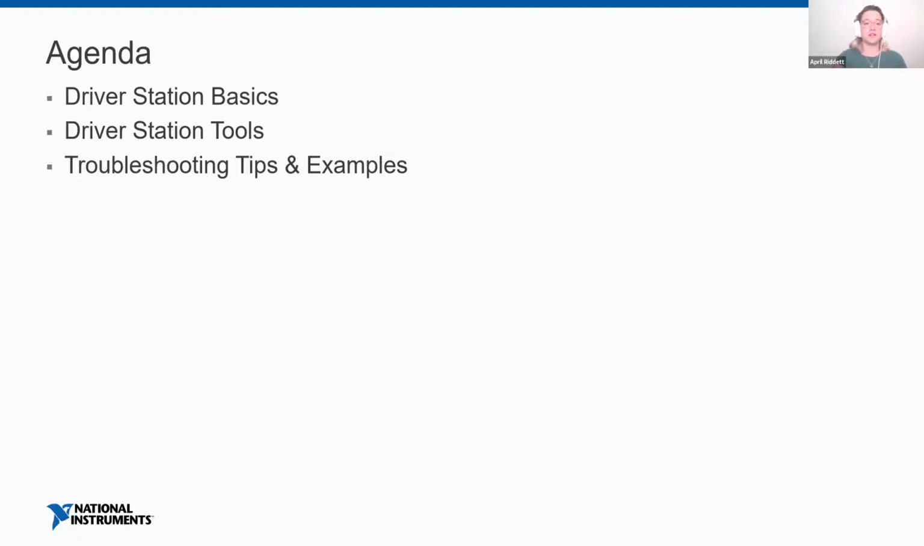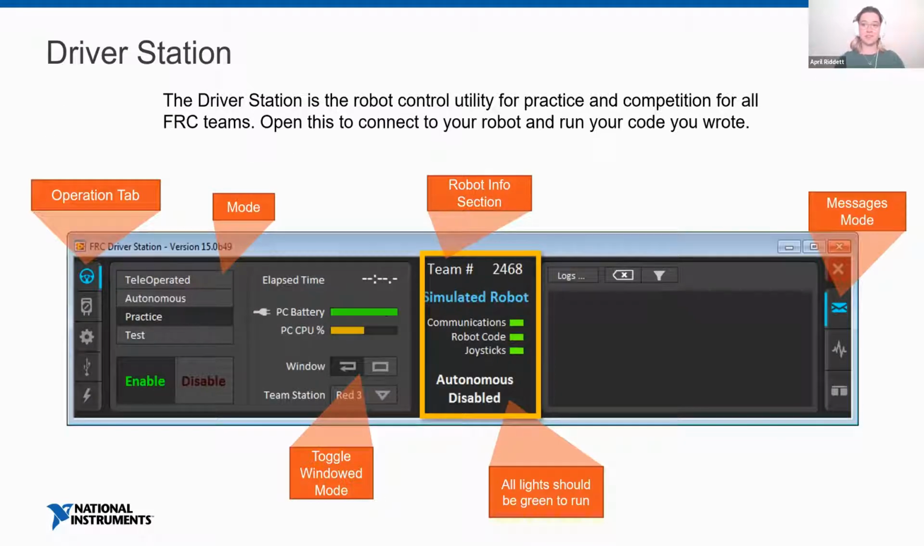Most of you are probably familiar with what the driver station is. For those of you who maybe aren't on Drive Team or haven't seen this before, the driver station is the robot control utility for practice and competition for all FRC teams. This is what we use to talk to our robots. This is how we communicate with them, whether it's over a cable from our laptop directly, via Wi-Fi that the radio is generating, or on a competition field.